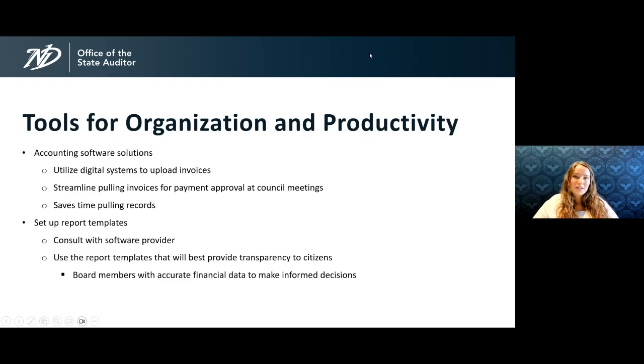And again, set up report templates so that each month you have the same reports that you're bringing to your board meetings and council meetings. Use report templates that are simple to read, right? You don't want something super complicated that makes it difficult for them to understand what's going on. Providing your board members with accurate financial data helps them make better informed decisions with taxpayer money.